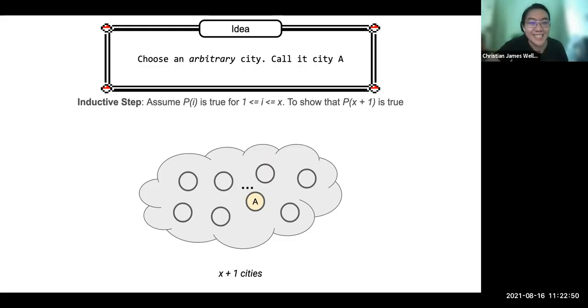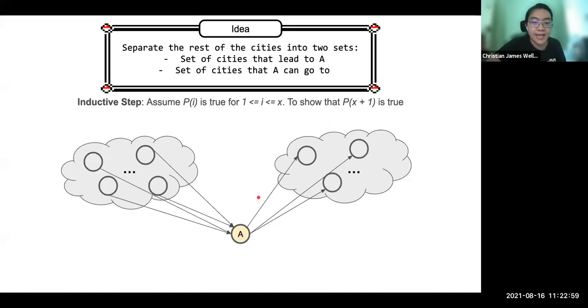But anyway, let's choose an arbitrary city. It can be anything. Let's say I chose this particular one and I call it city A. Then I take city A out and consider all the one-way roads involving A. I separate them into two sets. One set is the set of cities that lead to A, so these point to A. The other set points out. We are guaranteed to have this because every pair of cities has a one-way road. Makes sense so far.